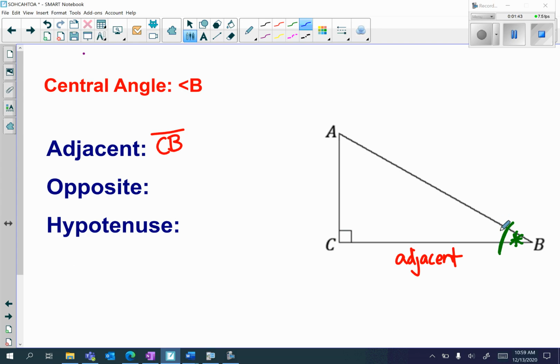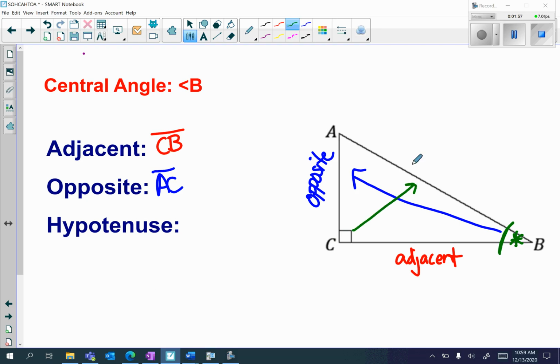The opposite side is all the way across, and that's going to be AC. And of course, my hypotenuse is across from my 90-degree angle, and it's the longest side. So that's going to be side AB.